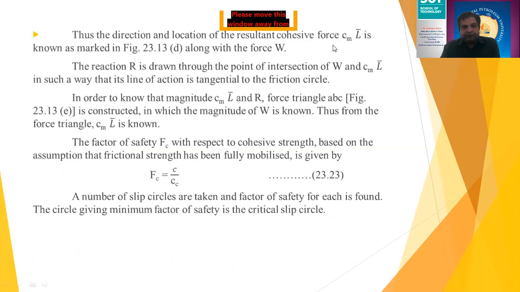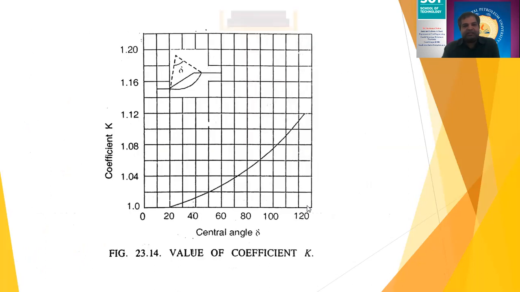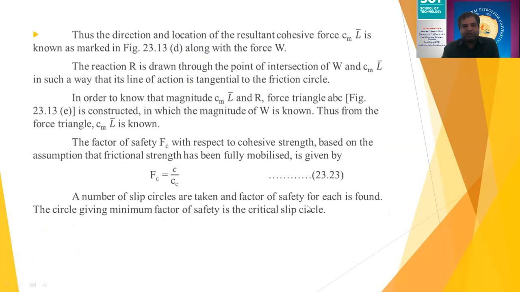So if you put this value, then you will get the value of Cm, and based on the value of Cm here, they have written Cc. So this factor of safety against the cohesion has been calculated, and this is all about the friction circle method. You can see whatever I have explained here is being shown here. I can take one or two questions if you have, and then I will go to the next method.